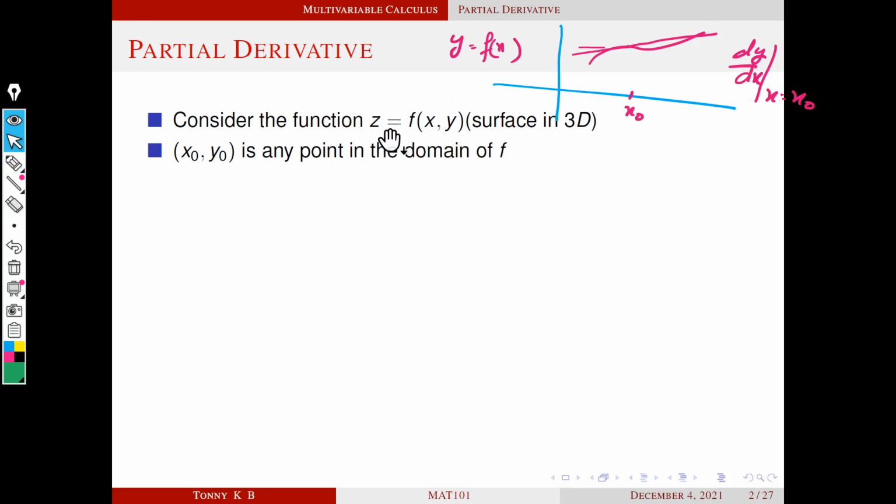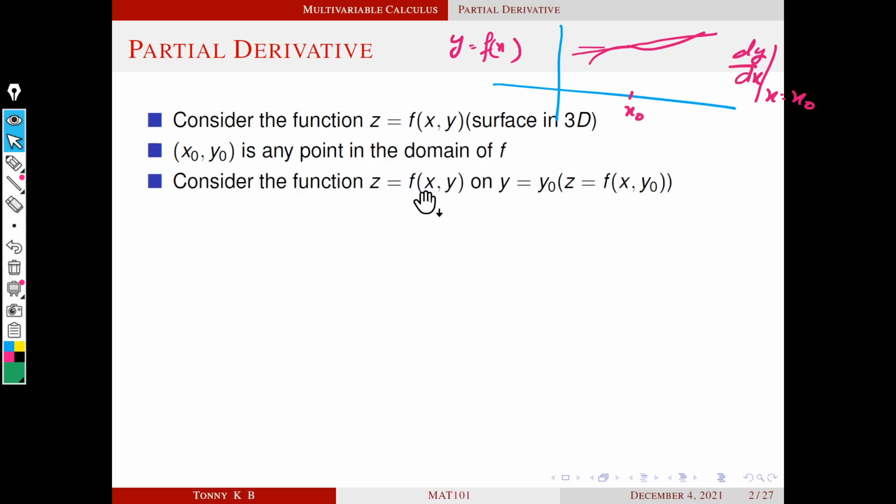Okay, but here our z depends on two variables x and y. So we can find the rate of change of z with respect to x. Similarly, you can find what is the rate of change of z with respect to y. Okay, so the technique is whenever we find the rate of change of z with respect to x, then we will treat y as a constant. Similarly, if you find the rate of change of z with respect to y, then by keeping x as a constant.